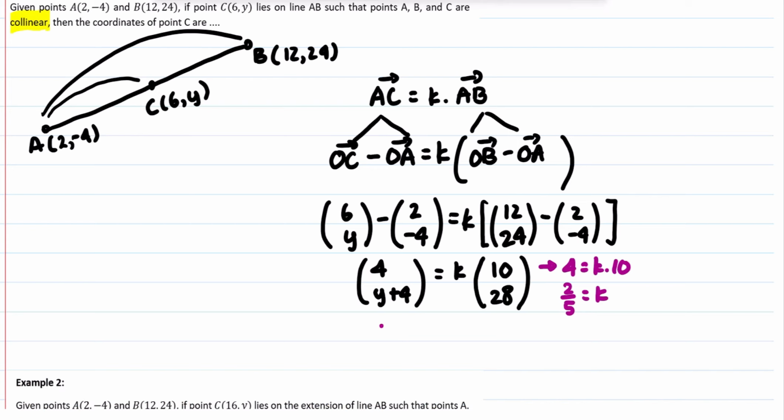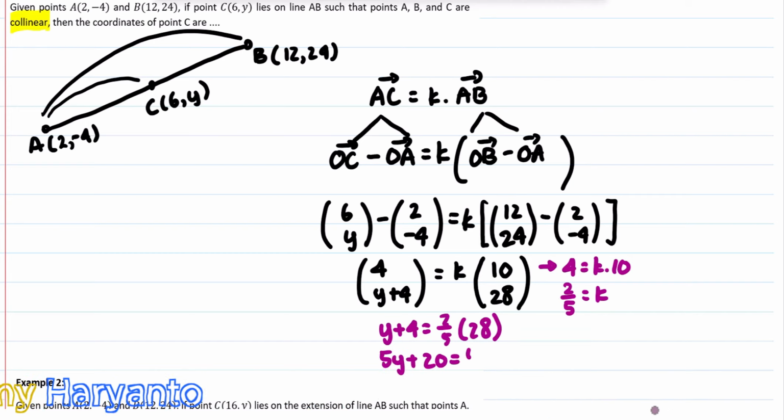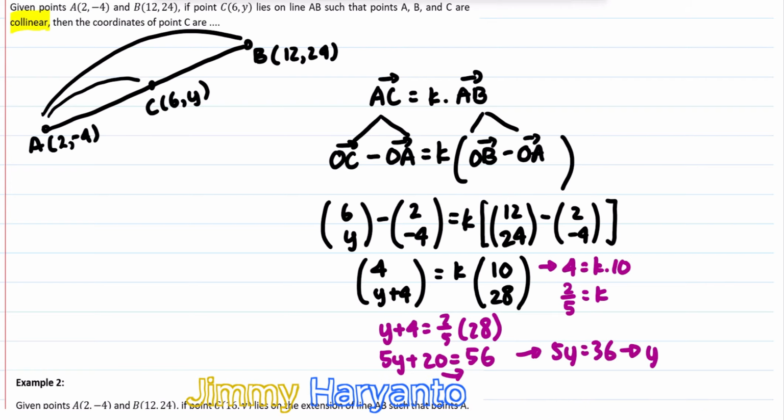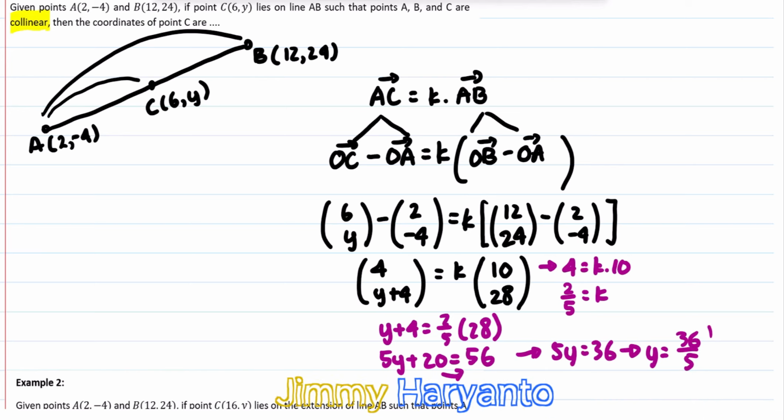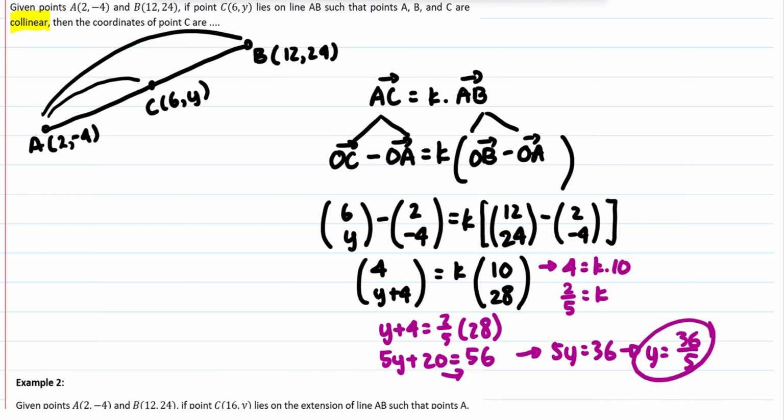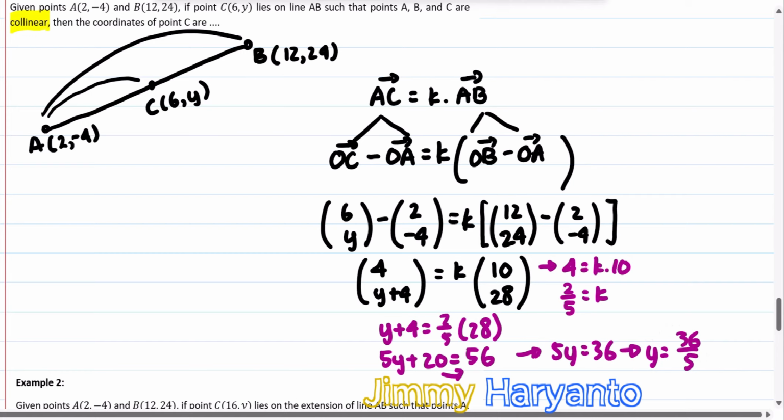And then using the same method, we will have the value of y. K is 2 over 5 times 28. I will multiply both sides by 5. 5y plus 20 equals 56. And then you subtract, you will have 5y equals 36. That means y equals 36 over 5. There you go. This is how you do collinear points. Okay.